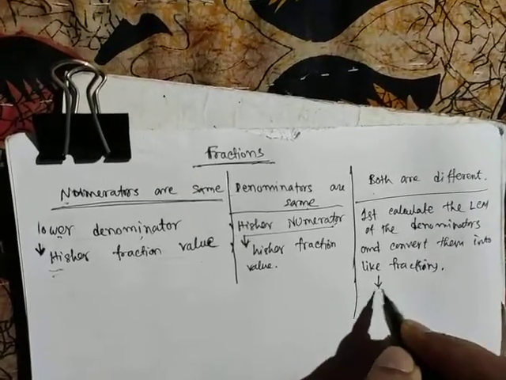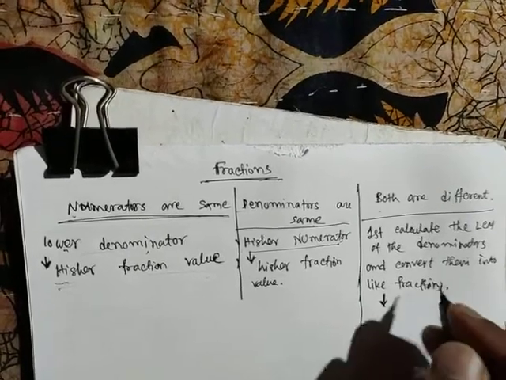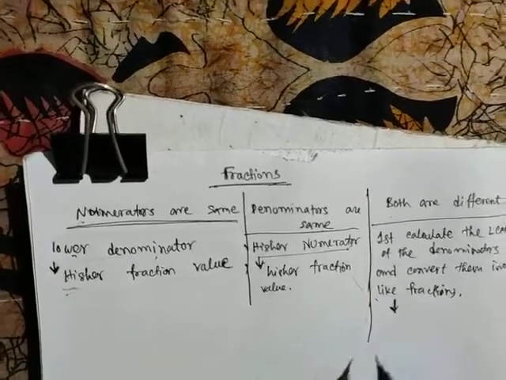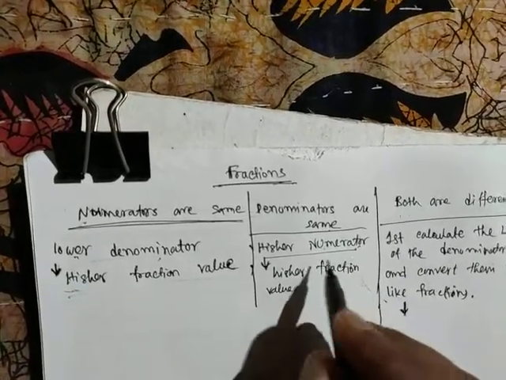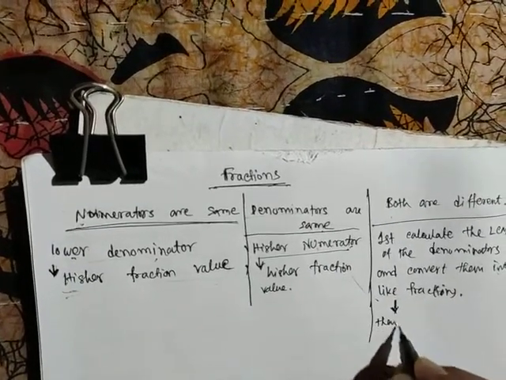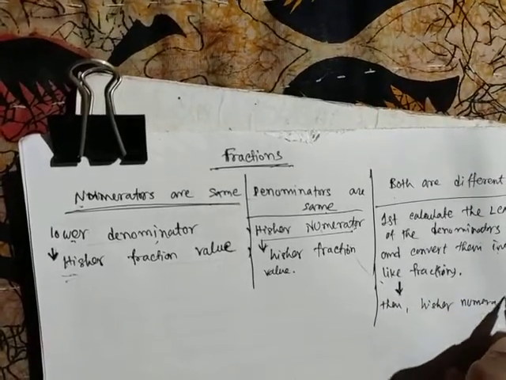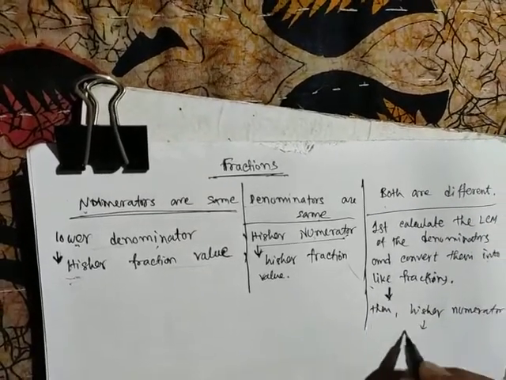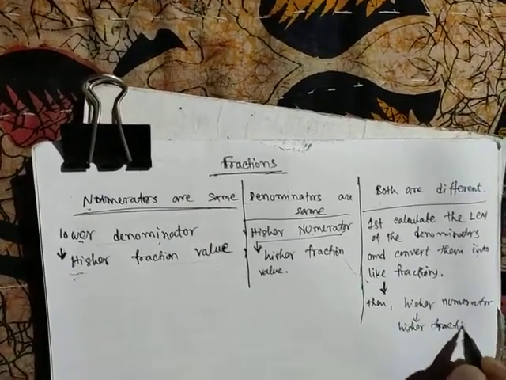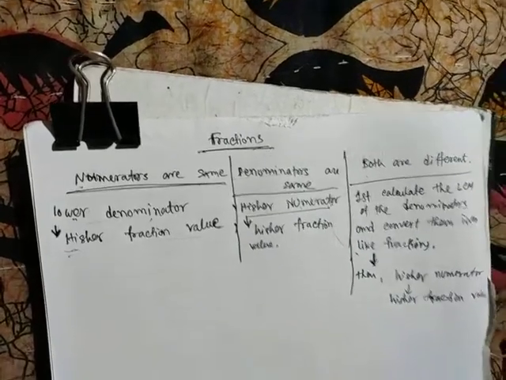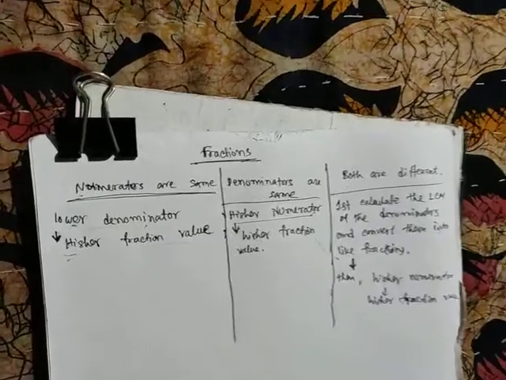After we get the like fractions, follow this method. Like fractions means the denominators are the same, so a higher numerator means higher fraction value. Now I will give you an example and you will understand easily.